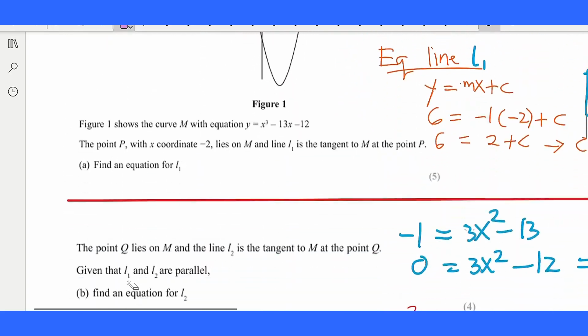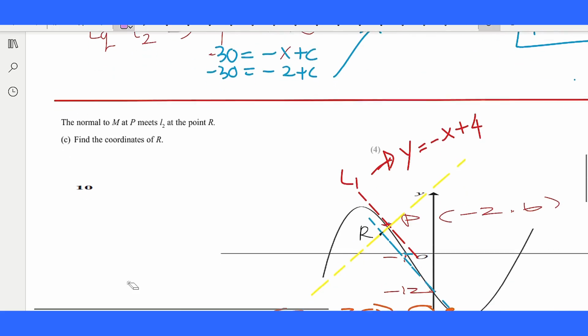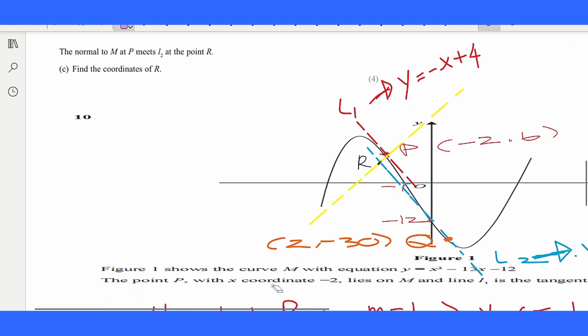So let's sketch here. We have L1 here, and L2 here. L1 is at point P with the coordinate (-2, 6), and L2 is at point Q with the coordinate (2, -30), and they are parallel. Now the normal to M at P: we draw a normal line to this red line, represented by the yellow line. It cuts L2, which is blue, at point R.